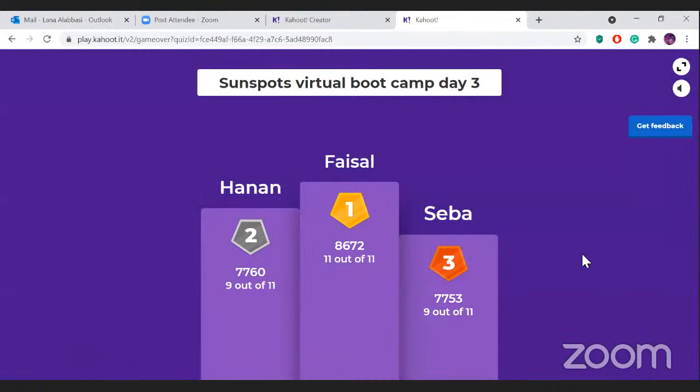So these are the winners. Congratulations to Faisal, Hanan, and Siba. You all did very well.